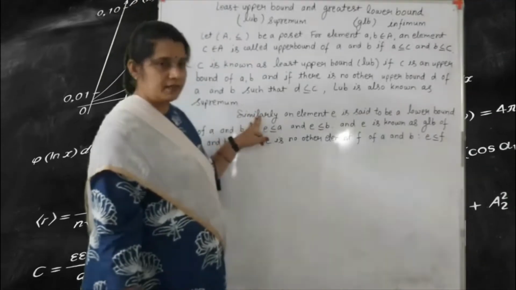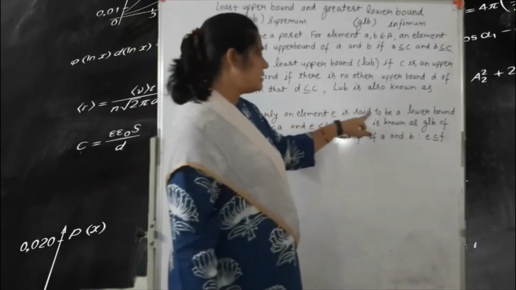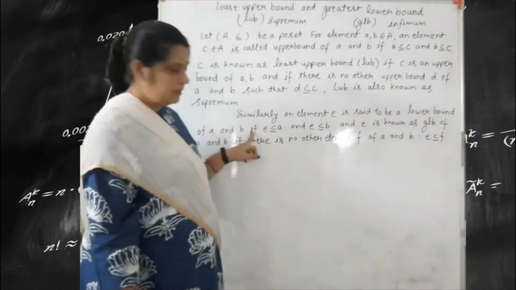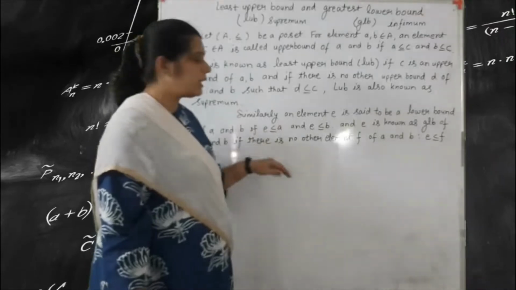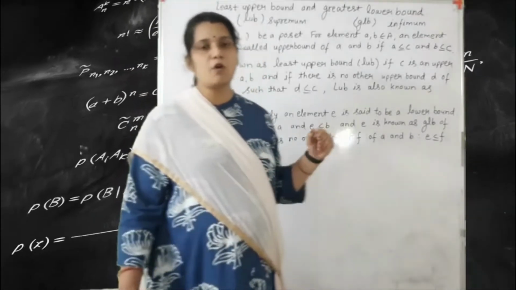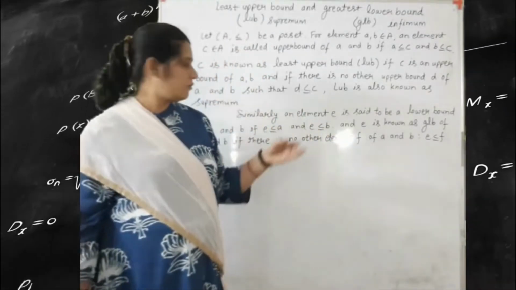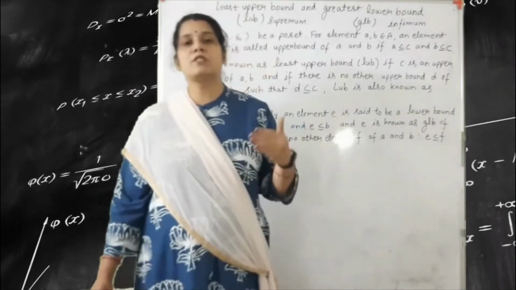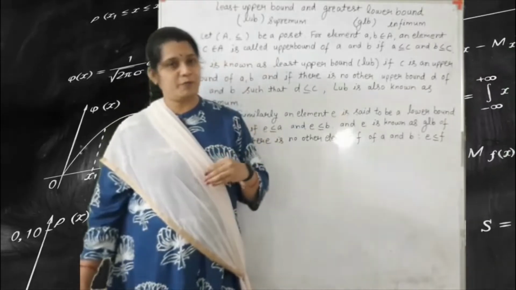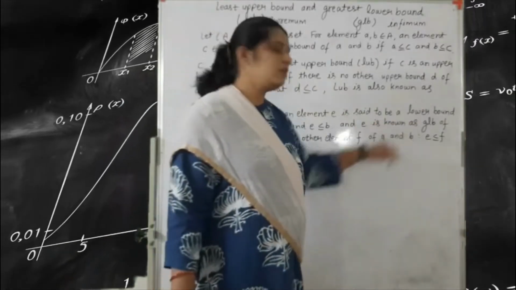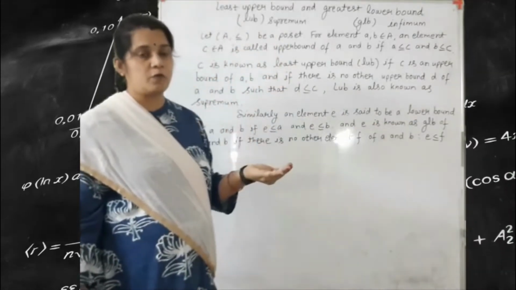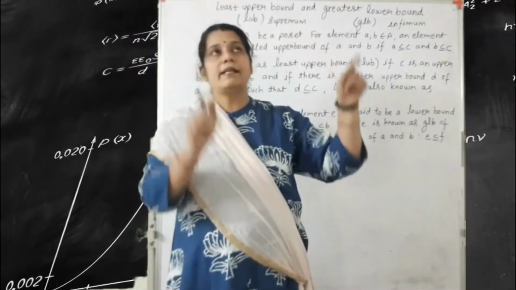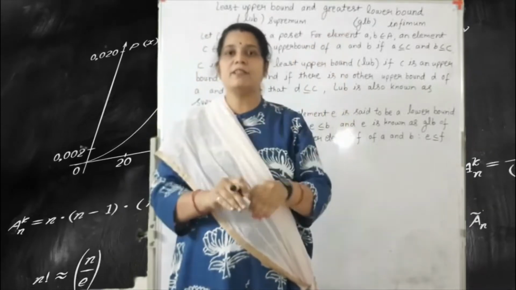The next one is similar. An element e is said to be a lower bound of a and b if e ≤ a and e ≤ b. So obviously e is the lower bound of a and b, and we have already seen in a previous lecture the process for finding the upper bound and the lower bound. And e is known as the greatest lower bound. According to the lower bound we find the greatest value, and according to the upper bound we find the lowest value.